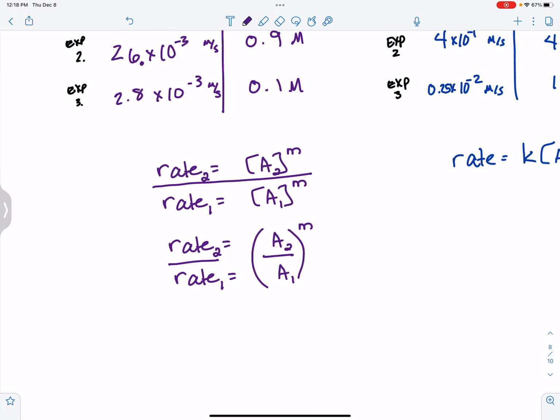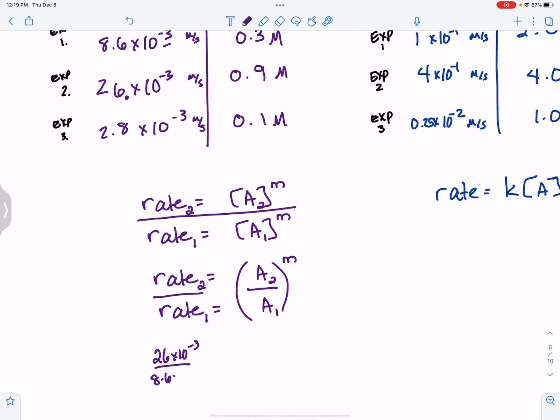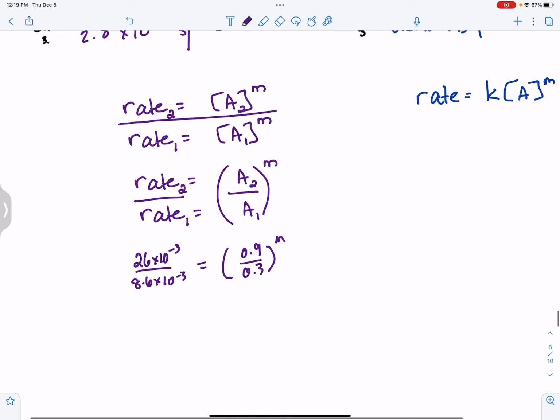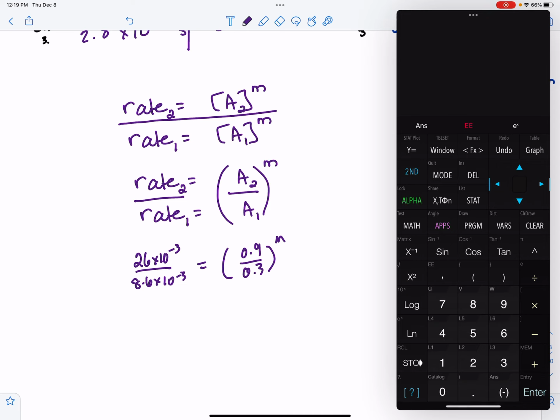So then I just fill in the information. So rate 2, and I'm going to keep it as 26 times 10 to the minus 3 over rate 1, which is 8.6 times 10 to the minus 3, equals, and then A2 is 0.9 over A1, which is 0.3, raised to the m. Notice that it's times 10 to this; since they're all on the same scale, I don't have to worry about them in my calculator. I can just say they're canceled out. So I just have 26 divided by 8.6, and that gives me 3.